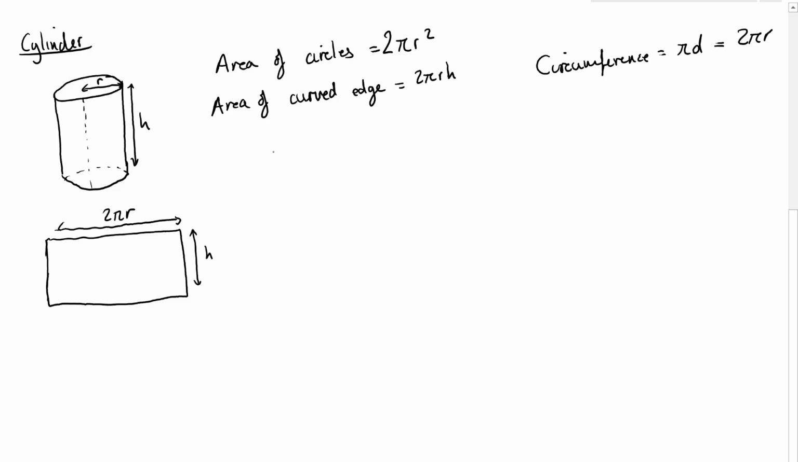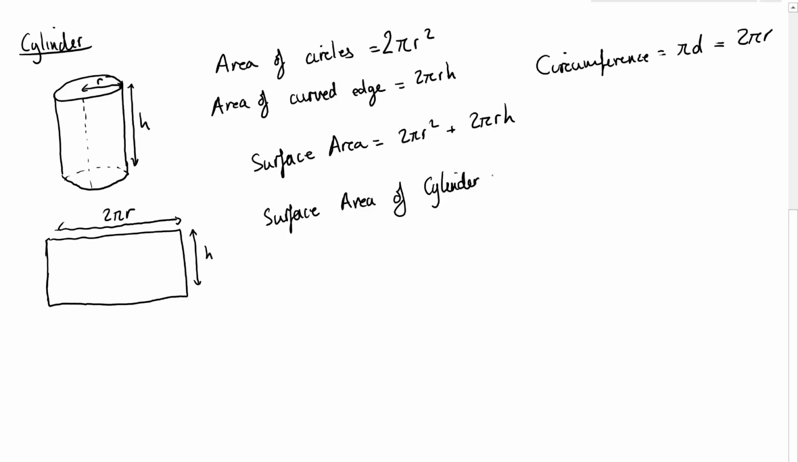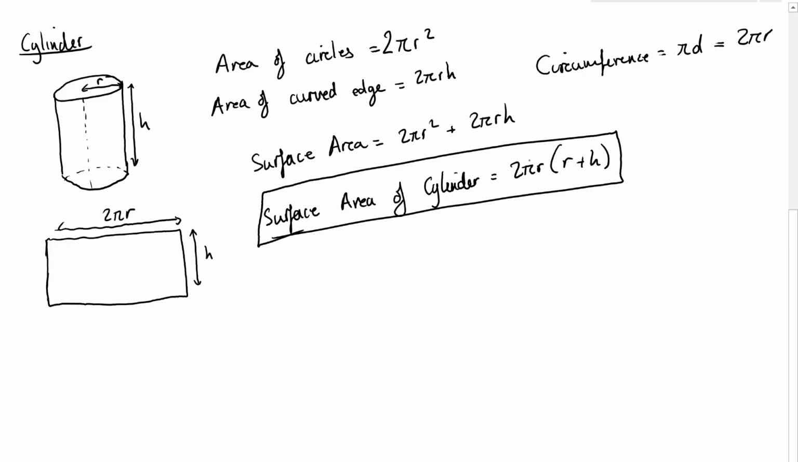Now we can work out the total surface area, which is just going to be the sum of these things. So it's going to be 2 pi r squared plus 2 pi r h, and we could actually factorize this so that we could get a conclusive surface area of a cylinder. We could factor out 2 pi r, since we've got 2 pi r in both of these, and then we're left with just r plus h. So this would be your formula for the surface area of a cylinder, just 2 pi r times r plus h. So let's have a go at a question now where I'm going to put some numbers in.